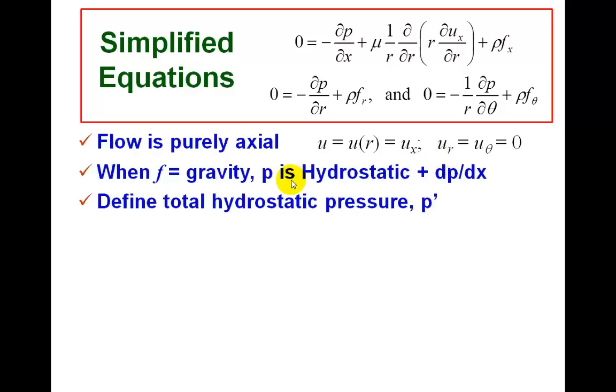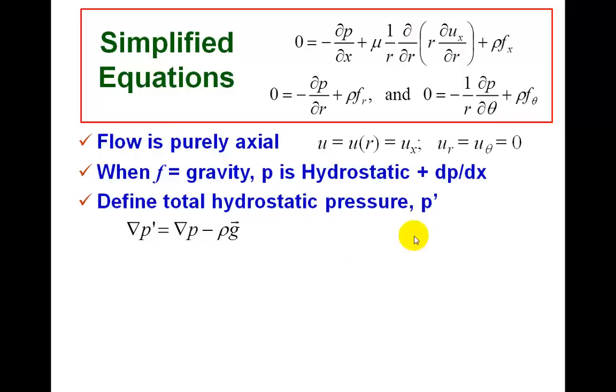Now we consider when body force F is gravitational, then the pressure field is simply a hydrostatic pressure field, that is pressure balanced against body force of gravity, same up here, plus the effects of the viscous gradient can go into dp dx. To simplify the equations, we will define something called the total hydrostatic pressure, P prime, and this is usually what we mean when someone analyzes flow and says let's ignore gravity. It means we're using this P prime variable.